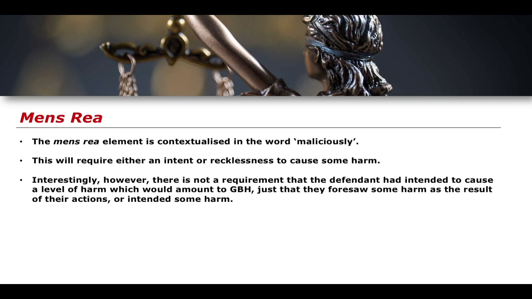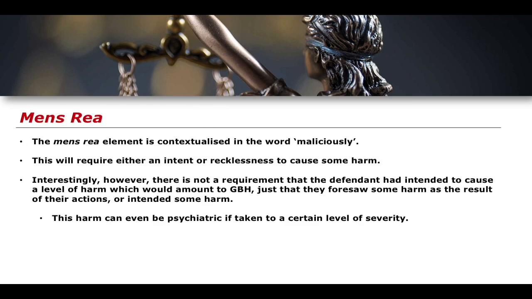However, there is not a requirement that the defendant intended to cause the level of harm which would amount to GBH, just that they foresaw some harm as a result of their action, or even intended some harm as a result of their action. Whether or not they intended to cause GBH is irrelevant to a finding of GBH. Because if they intended to cause just some harm, they intended to hurt somebody. Let's say they intended to punch somebody in the face, and then they end up breaking their jaw and permanently disfiguring their face. The actual intention might not have been to cause GBH. It might have just been to cause a form of ABH. But the result was a series of events and a series of factors which would fall under and constitute the inflicting of GBH for the purposes of the legislation.